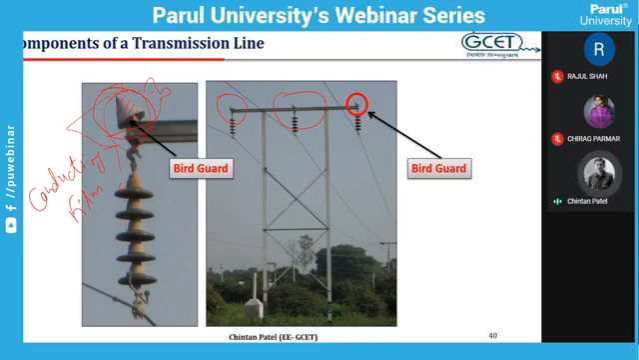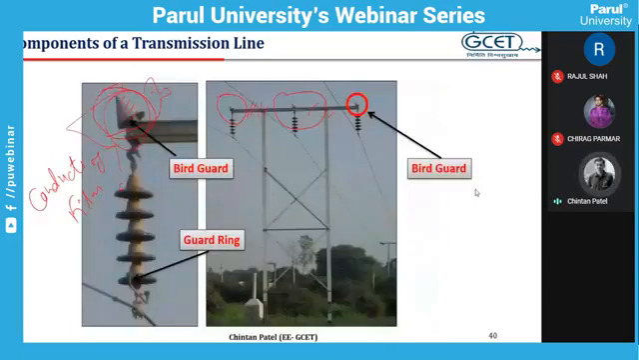So how can we do that? Simply provide this cone shape of device, which is called bird guard. This bird guard will prevent the sitting of birds exactly at this location. Birds are free to sit anywhere, here, here, here. They can sit, but not exactly over the string. And for this reason, bird guard is used.